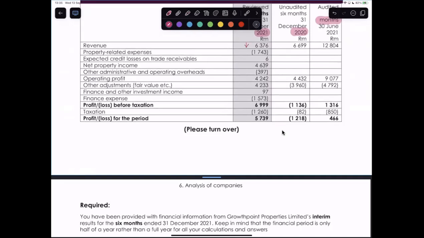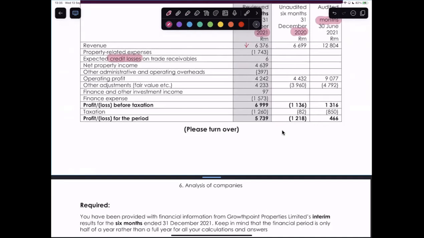And then you can see what figures that is made up of. You've got property-related expenses, expected credit losses on trade receivables. What do you think that means? Now, I know the term credit losses might be a little bit unfamiliar to you, but it is actually a very common term that is used generally.